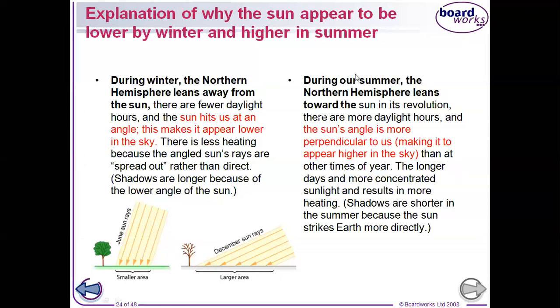Okay? But during summer, the northern hemisphere leans towards the sun in its revolution. So there are more daylight hours. You get more daytime hours. You have a longer day, as the case may be. The sun angle is more perpendicular to us, that is directly to us, or at 90 degrees, making it appear high in the sky.